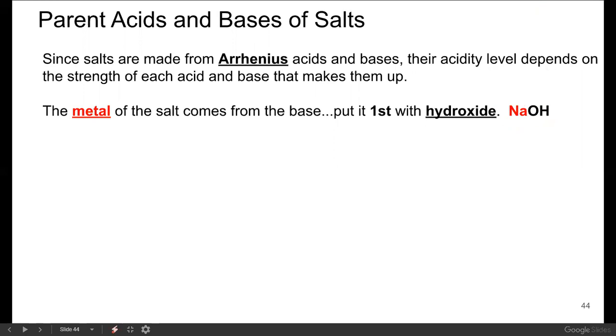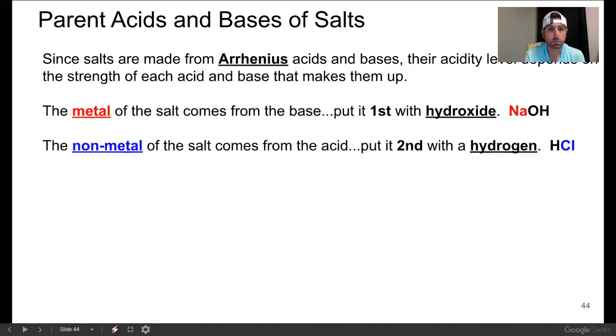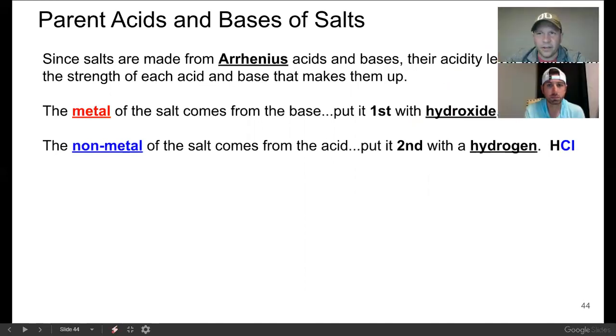So I know that any time a metal is with a hydroxide in group 1 or 2, it's going to be strong. Beautiful. Okay. Now let's go ahead and talk about the second part of the salt, the non-metal of the salt. The non-metal of the salt goes with the acid, so we're going to put it second with the hydrogen. So it was sodium chloride. Chloride is the non-metal of sodium chloride. We put that with the hydrogen, and then we make hydrochloric acid.